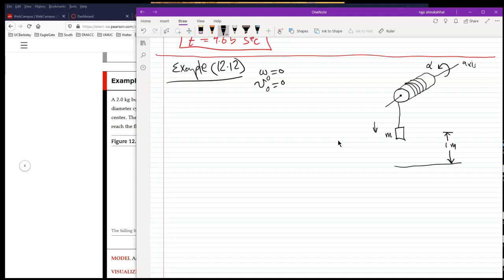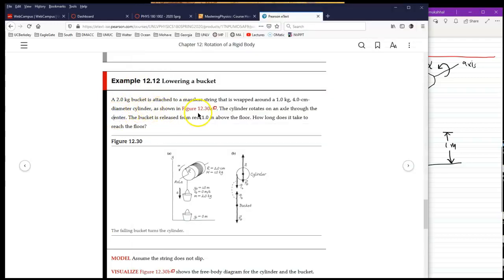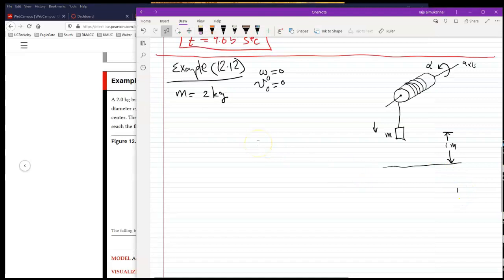And what's given to us? He said the mass of the bucket is 2 kilograms. I'm sorry, let me go back. There is a 2 kilogram bucket, and then you have a 1 kilogram cylinder. So the mass of the cylinder, let me call it big M, is 1 kilogram. This is the mass of the bucket. This is the mass of the drum or the cylinder, okay?